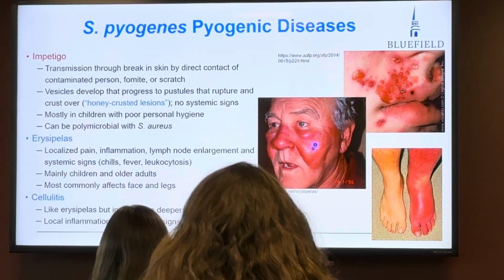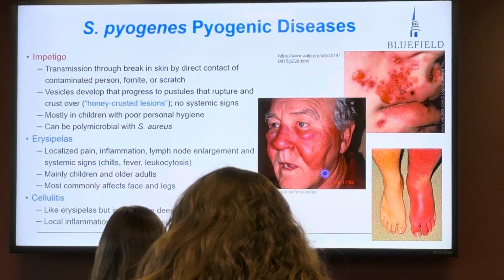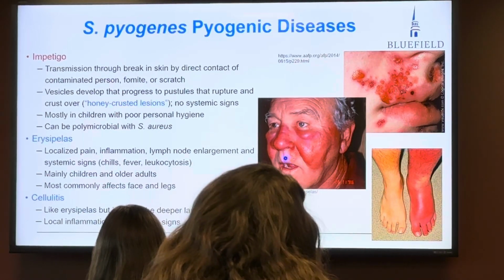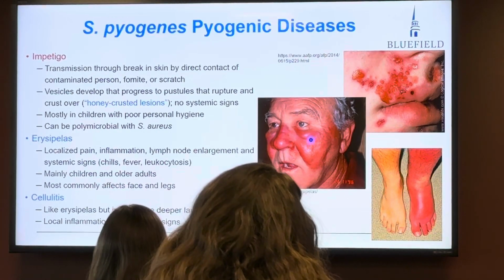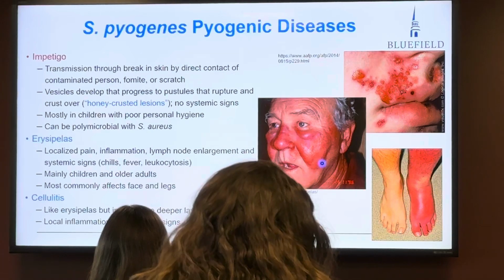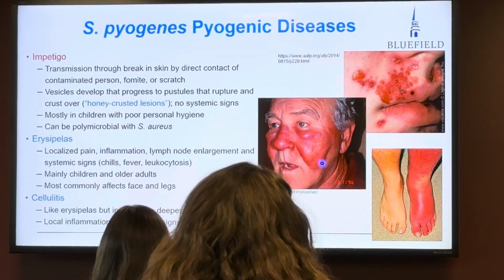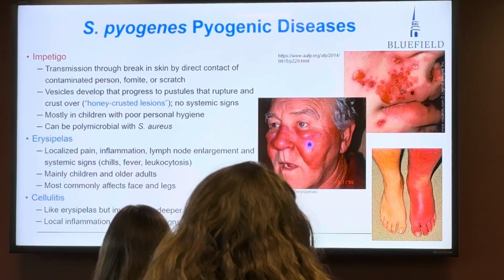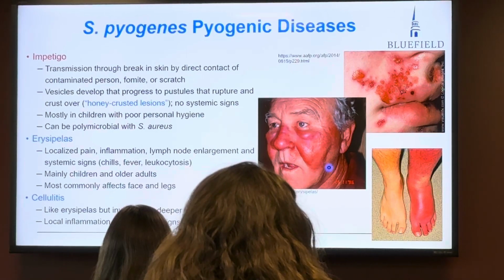Then we have erysipelas, and that's what you see with this gentleman. Now, instead of being right there on the skin layer, this is going just a little bit deeper into the skin, more into the subcutaneous tissue. So it's a specialized form of cellulitis that we talked about with Staph aureus. Very often occurring on the face and on the limbs.